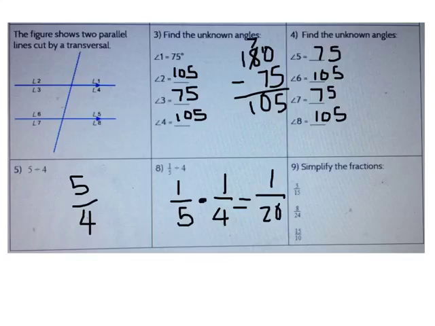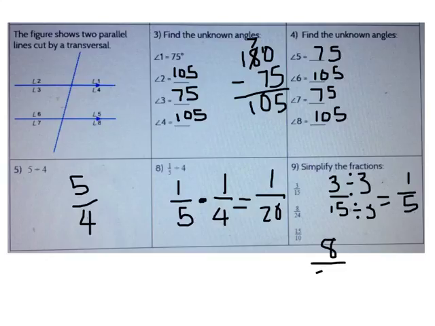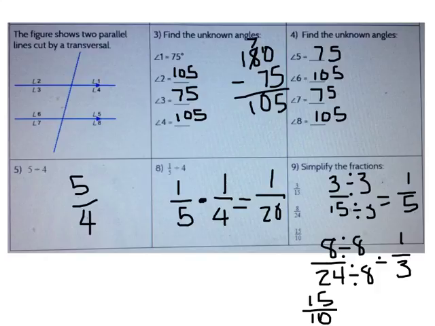Now let's simplify some fractions. 3/15. What's the largest number that I can divide both 3 and 15 by? It's 3. When I divide both by 3, what's the resulting fraction in simplest form? It's 1/5. 8 over 24. What's the largest number that I can divide both 8 and 24 by? It's 8. When I divide both by 8, what's the resulting fraction in simplest form? It's 1/3. 15 over 10. What's the largest number that I can divide both 15 and 10 by? It's 5. When I divide both by 5, what's my fraction written in simplest form? It's 3/2.